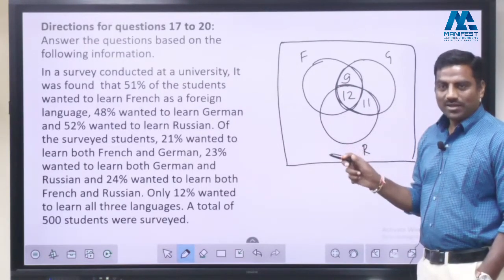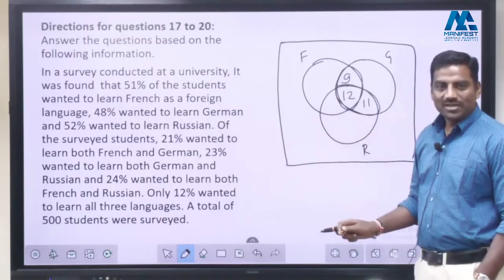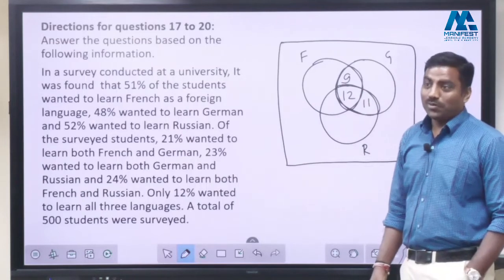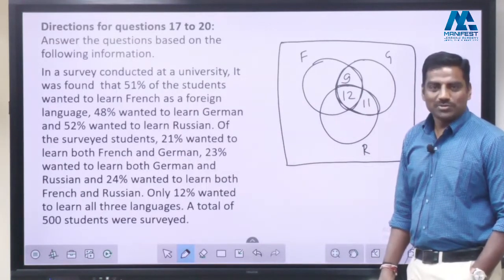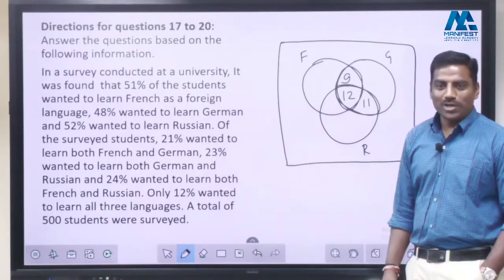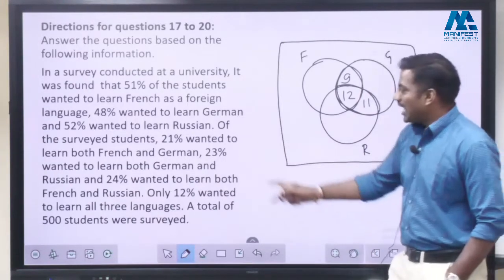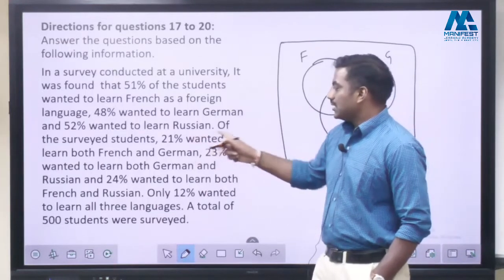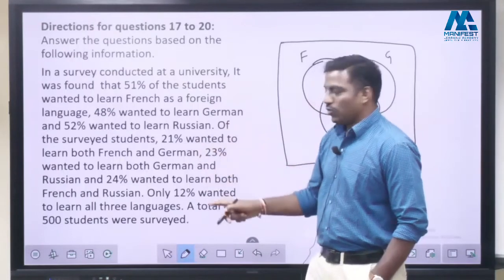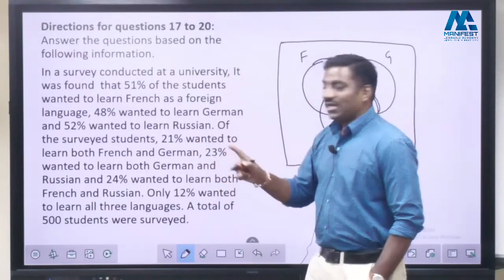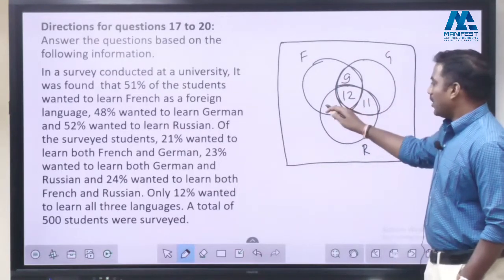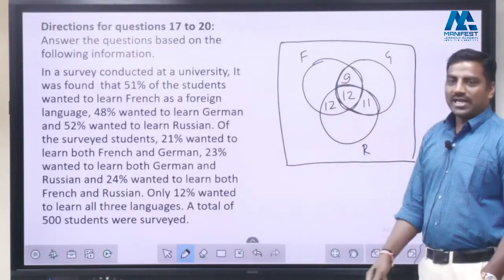Got the mistake? You have to fill the 12 first. Then 21 means this and this is 21. See, previous problem was different. Previous problem, they had given only. Here they have not given only. Yes, if they had given 21% French and German only, 23% German and Russian only, 24% French and Russian only, then your diagram is correct. Now this one, now you will get all the other areas filled.